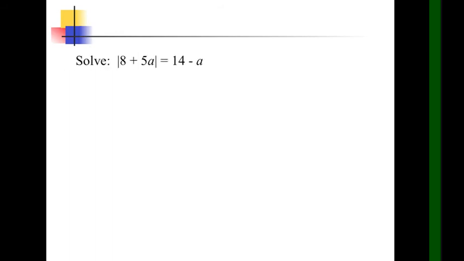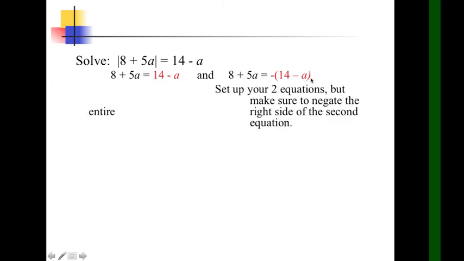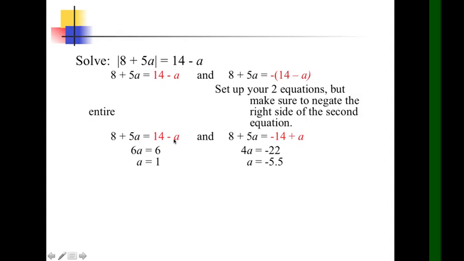Next, 8 plus 5a equals 14 minus a. Get the absolute value of 14 minus a. That will become negative 14 minus a, or simply negative 14 plus a. So magiging ganun siya. And then after that, solve. So yung 5a tsaka negative a pagsamahin, ililipat ko si negative a, magiging positive a. So 5a plus a is 6a. Ililipat ko to, magiging negative 8. So 14 minus 8 is 6. Divide both sides by 6, the answer is a equals 1.